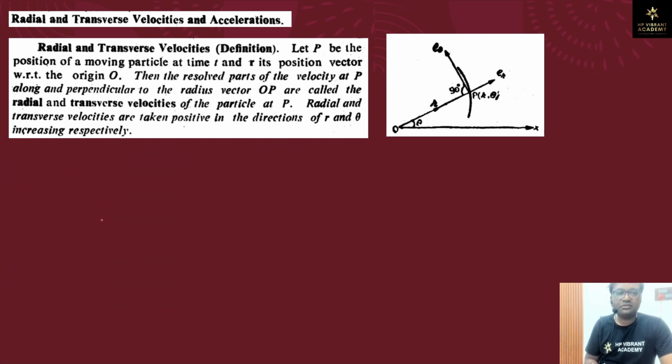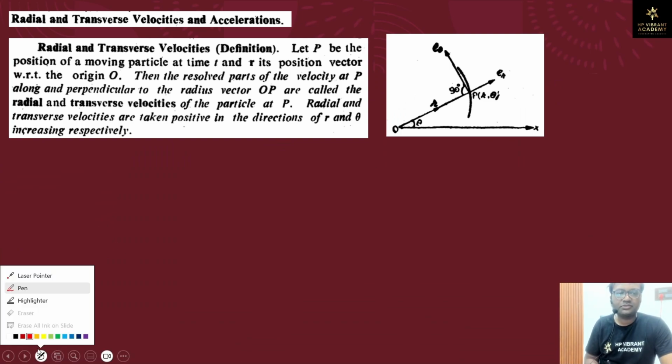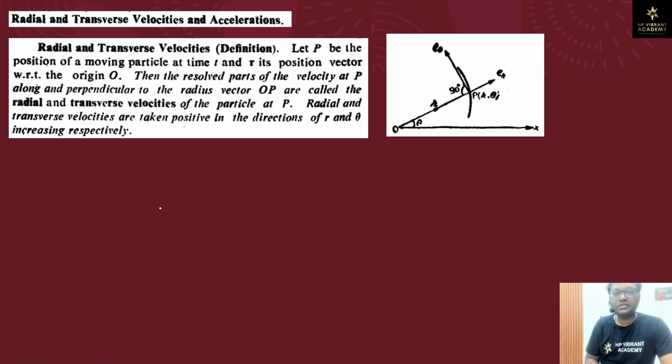In this particular lecture, we will discuss the radial and the transverse velocities. So what is the radial velocity? Radial velocity is the velocity along the radial direction, and the velocity perpendicular to the radial direction is transverse velocity. So radial velocity is along the radius vector.